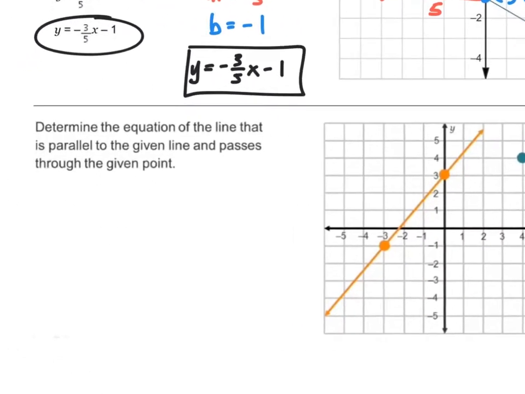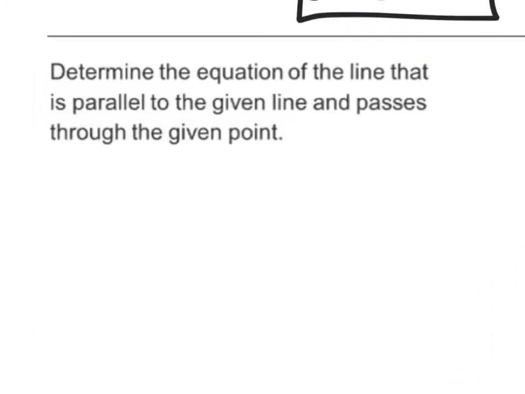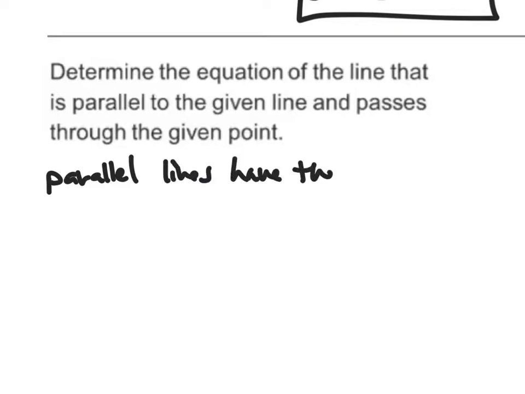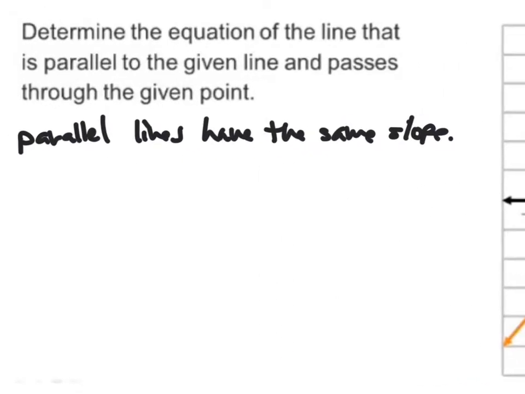Now it says determine the equation of a line that is parallel to the given line and passes through the given point. When we talk about parallel lines, remember parallel lines have the same slope. So I want to first identify what my slope is here. I'm going to draw a right triangle going from this point to the next point. Count the units that I go up: I go up 1, 2, 3, 4. So 4, and then I run over 1, 2, 3. So this is going to give me a slope of 4/3. So the slope of my line is equal to 4/3.